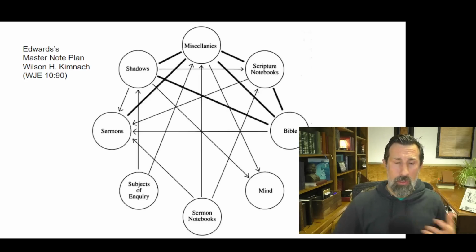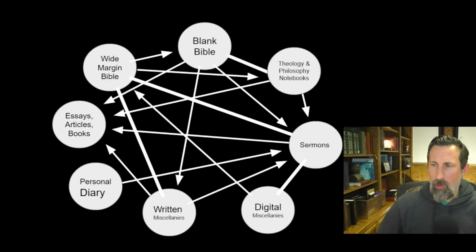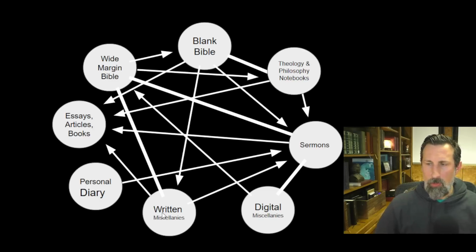And so I've actually tried to do this very same thing in my own life. I have my own blank Bible, which I purchased from Crossway, and I use it all of the time. But I've also started a few other notebooks. I have a theology and philosophy notebook that I use regularly. I have sermons, which I'm creating. I have a system of digital Miscellanies where I skip the paper entirely and just go straight to the computer, and I put those in alphabetical order, and I can Control-F search all of those things whenever I need them. I also have some written Miscellanies, which you can see.